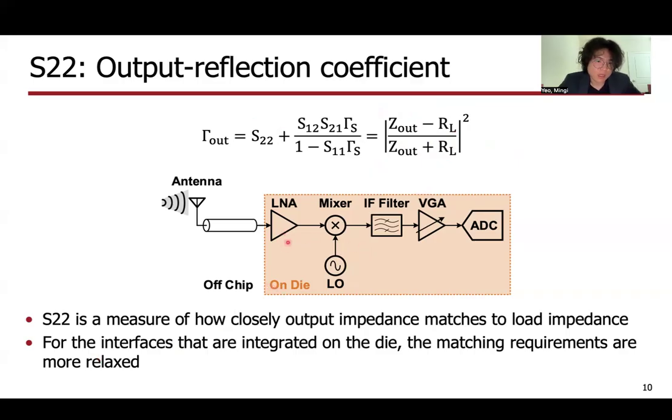Typically, the blocks in the RF receiver that succeed the LNA, such as the mixer and VGA, are built on the same die, such that the matching requirements between these internal interfaces are more relaxed. Instead of focusing on maximizing the power delivery, people tend to focus more on maximizing the voltage swing at these internal nodes.